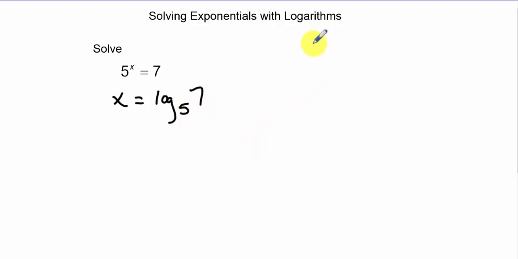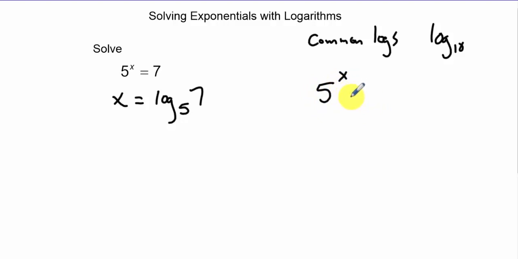But typically in mathematics, they'll ask you to solve in terms of common logs, which is basically log base 10, right? So if I want to solve this problem using common logs, the way I'll do it is as follows. Anytime you solve an equation, whatever you do to one side of the equation, you do to the other side. So we're going to take the common logarithm of both sides of the equation.